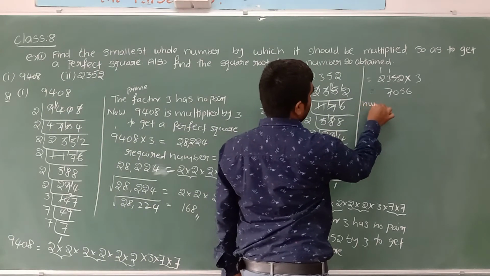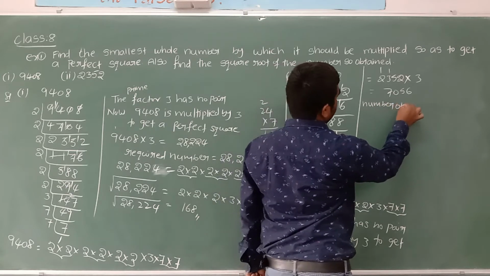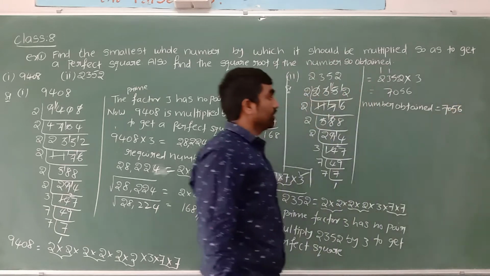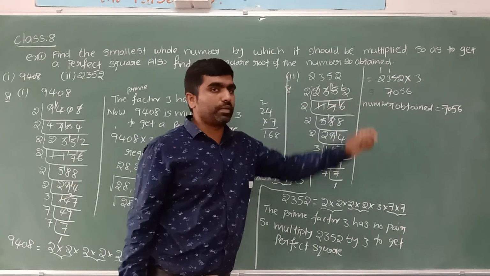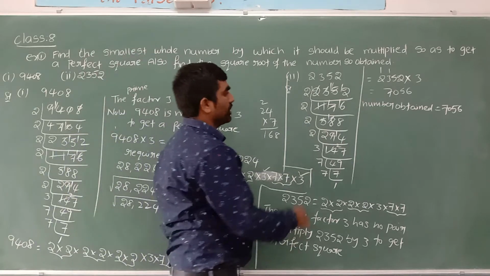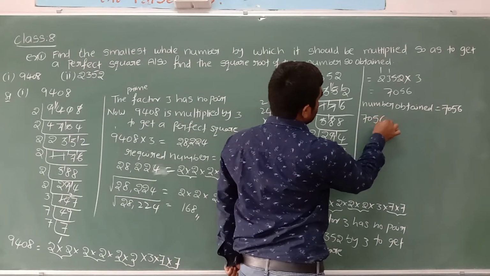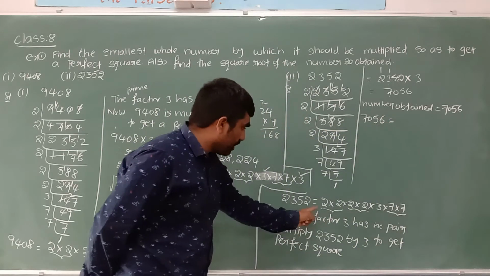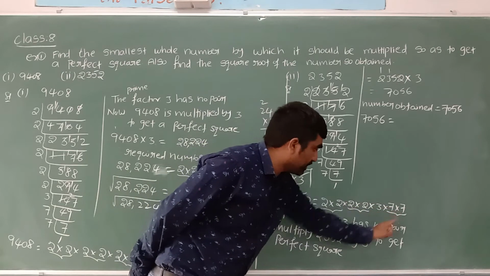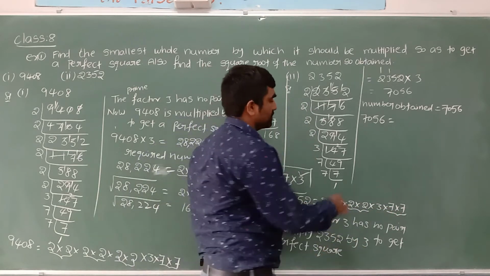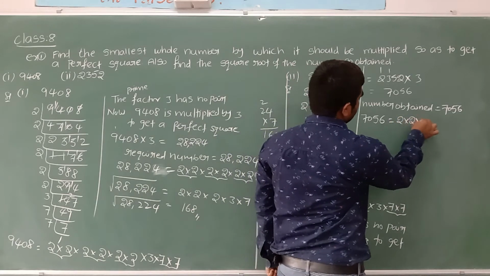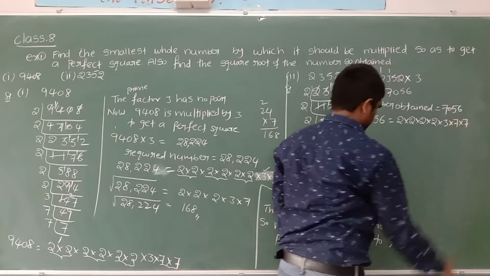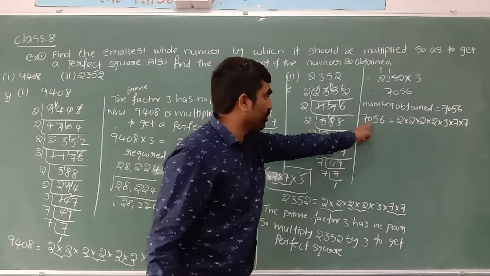Now we can write the number obtained. What is the number we obtained? 7056. Now we have to find the square root of that number. It is the perfect square now. So 7056, how can we express it as a product of primes? Again, no need to go with prime factorization. Already we have the prime factors. Just for the same prime factors, we multiply with 3, so copy as it is and just multiply with 3.